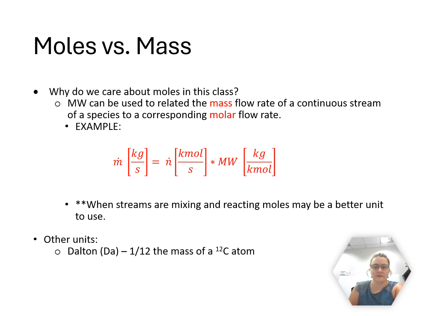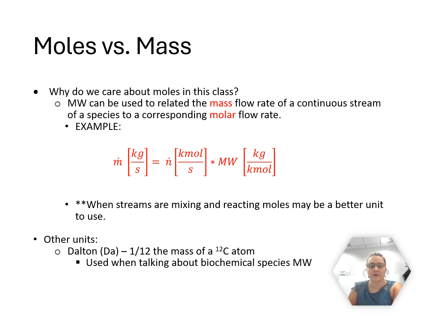We do have another unit sometimes that you might see in the future called a Dalton. A Dalton is defined as 1/12 the mass of a carbon-12 atom, and this is primarily used when we talk about biochemical species molecular weight. So you may encounter this unit later on in your studies as an environmental engineer. We're not really going to use it in this class, but I do want to point it out because it does come up in Environmental Engineering 322, which is our Biological Principles of Environmental Engineering class. So if you're an environmental engineering major, you will potentially see this concept in future classes.